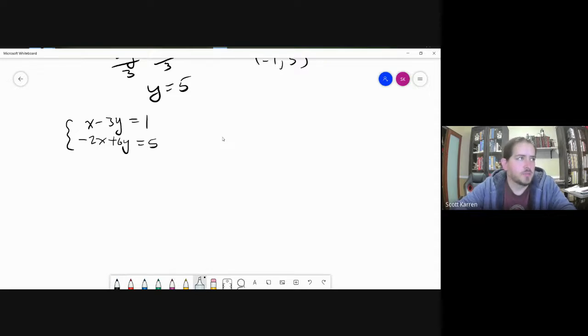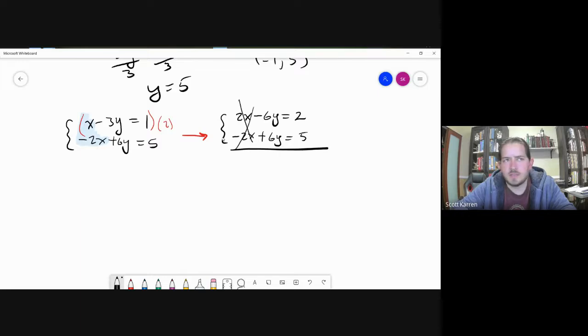For me, I would probably manipulate the x's because they're very easy to manipulate. If I just multiply the top equation by a positive 2, then I get the equivalent system, 2x minus 6y equals 2. In fact, no, that's fine, because I have a negative 2x here and a positive 6y equals 5. If I combine these, the x's cancel out, the y's cancel out. That leaves me with a 0 on the left, but on the right-hand side, I have 5 plus 2 is 7. So if this happens, my x's have canceled out, my y's have canceled out, and I get a false statement. What does that mean?